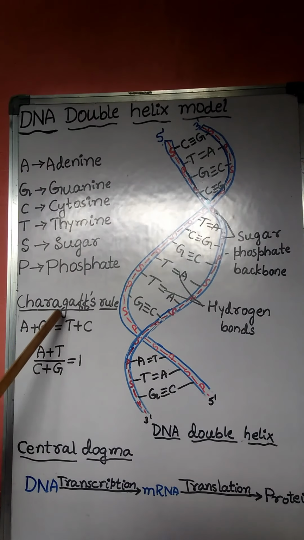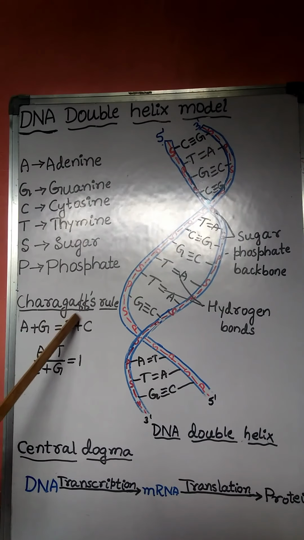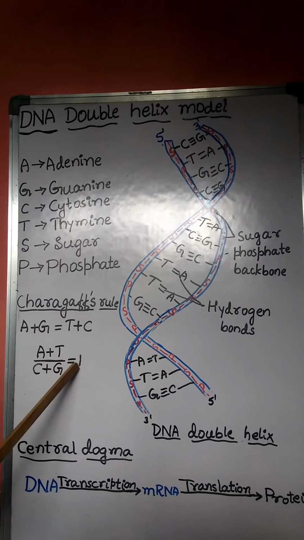According to Chargaff's rule of base equivalence, adenine is equal to thymine and cytosine is equal to guanine. It means the amount of adenine is equal to the amount of thymine, and the amount of cytosine is equal to the amount of guanine. So the ratio of adenine plus thymine to cytosine plus guanine is always constant.